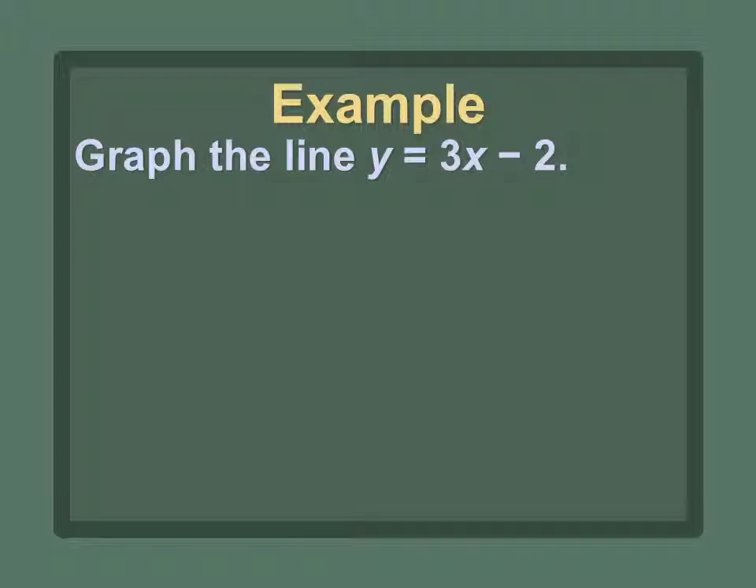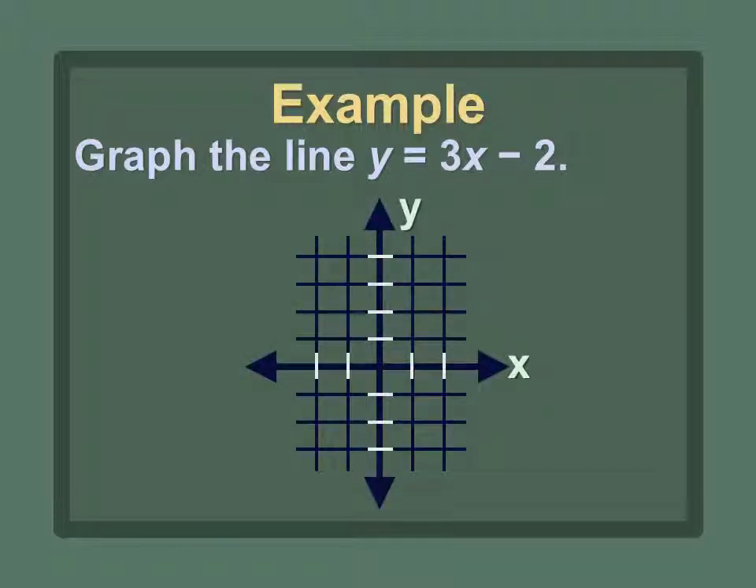So let's graph the line y equals 3x minus 2. You're going to plot your y-intercept of (0, -2). And then we're going to rise 3 and run 1. There we go. You can go from that point and again rise 3 and run 1 and get a third point. And once you have 3 points, you can go ahead and graph your line.